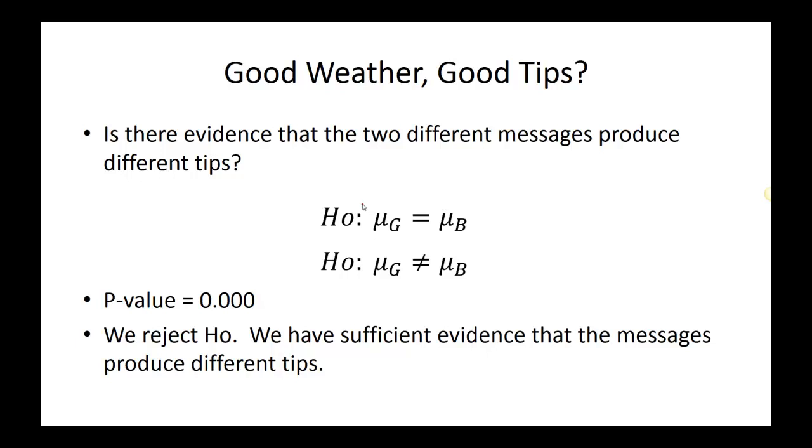So if our p-value is close to 0, we know that when p is low, H0 must go. So we would reject the null hypothesis and conclude that the alternative is true, that we have sufficient evidence that the messages produce different tips, or that the mean for the good weather message is different from the mean for the bad weather message.